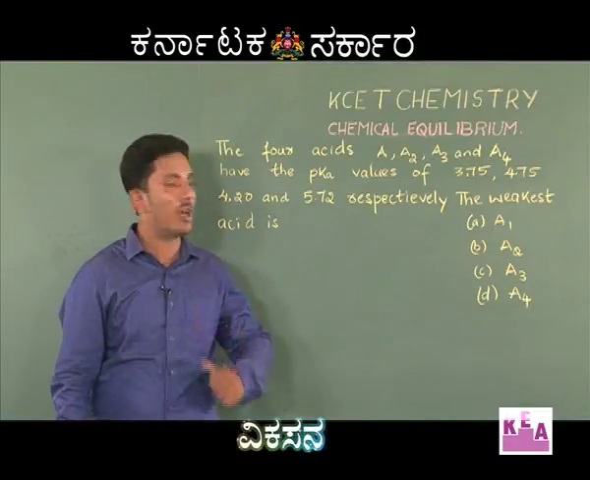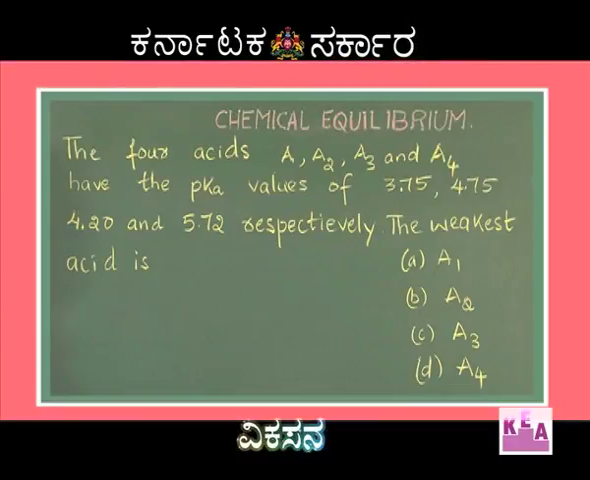Students, this is a question related to pKa values. I will read a question for you. The four acids A1, A2, A3 and A4 have the pKa values of 3.75, 4.75, 4.20 and 5.72 respectively. The weakest acid is: option A, A1; option B, A2; option C, A3; and option D, A4.